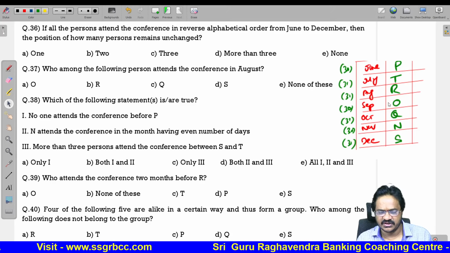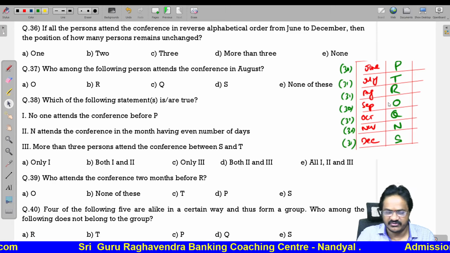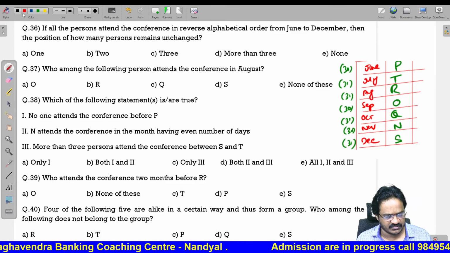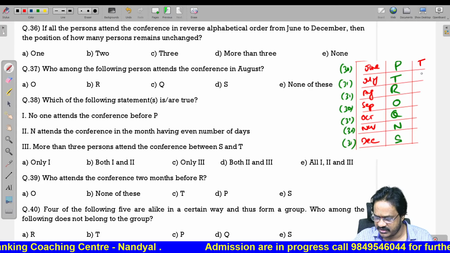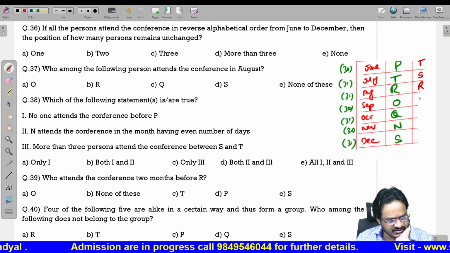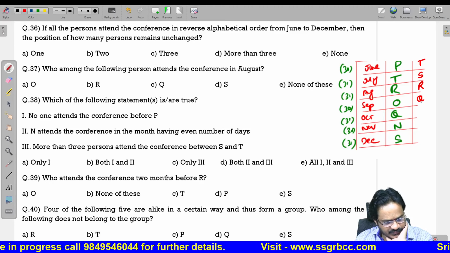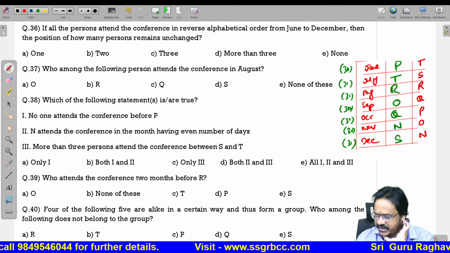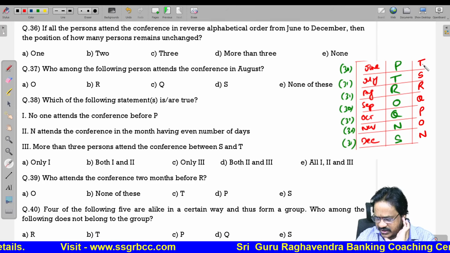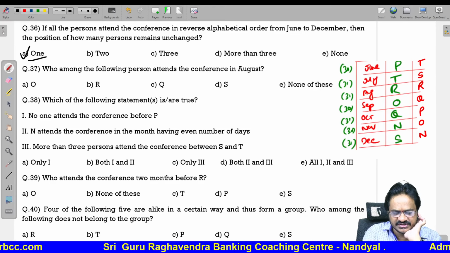Let us see the first one. If all the persons are made to sit in reverse alphabetical order from June to December, reverse alphabetical order means T, S, then R, then Q, P, O and N. We can take it like this also, N, O, P, Q, R, S, T. Now, how many remain unchanged? Only R remains unchanged, only one.